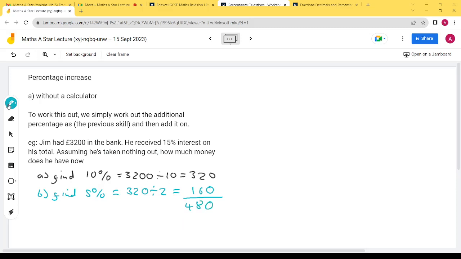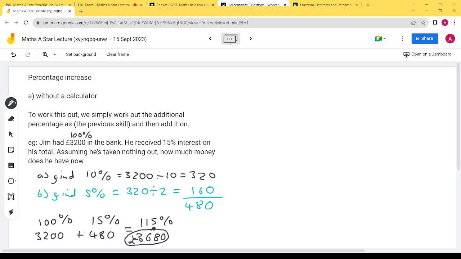And then the new total in effect, because whenever you've got a percentage increase, the thing to remember is your original is always 100%. So you've got the 100%, which is the 3,200. Then you've got plus 15%, which is the 480. And that's going to give you your final total, because effectively, if you've got 15% increase, you've now got 115% of the original, which is 3,680. And so that's why you'd end up here.